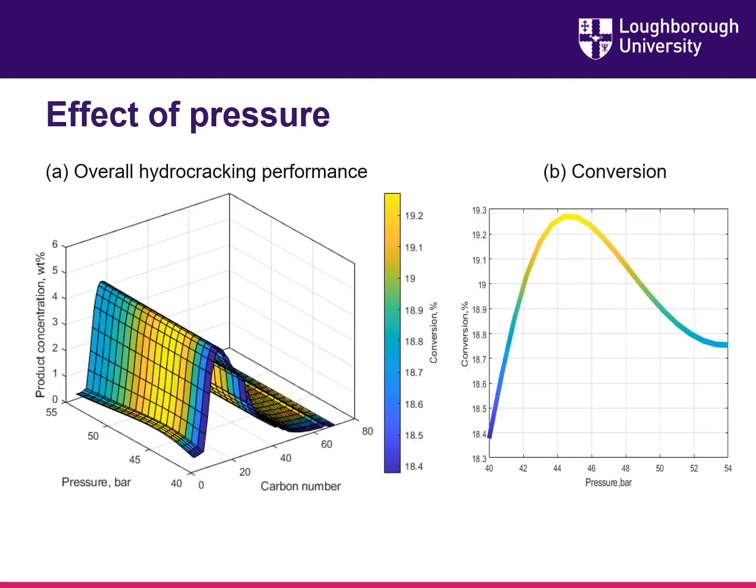degrees Celsius. And now let's have a look at the effect of pressure on the hydrocracking performance. Different reactor pressures were studied from 40 to 54 bar. As you can see from the figure, as the pressure increased, the concentration of hydrogen increased, which in turn increased the rate of hydrogenation instead of increasing the rate of cracking. And from figure B, the conversion decreased with increasing pressure after 45 bar due to the increase of the fugacity of hydrogen that will negatively affect the dehydrogenation equilibrium of the feed.